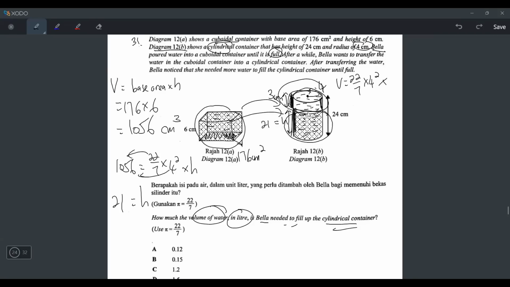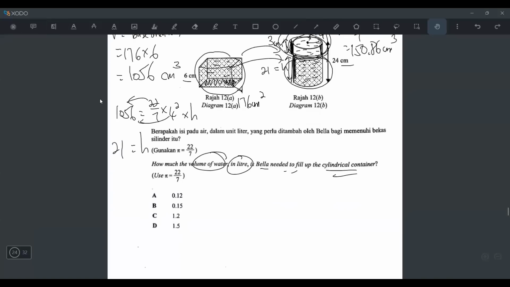So can I find the volume of the top cylinder now? Yes. It's pi r square h. So 22 over 7 times r, which is 4 square, and the height I know is 3 already. So now if I press this, I'll get the volume of this part, the top cylinder. So let's press 22 divide 7 times 16 times 3. So it's 150.857. So 150.86 centimeter cube, because everything is in cm.